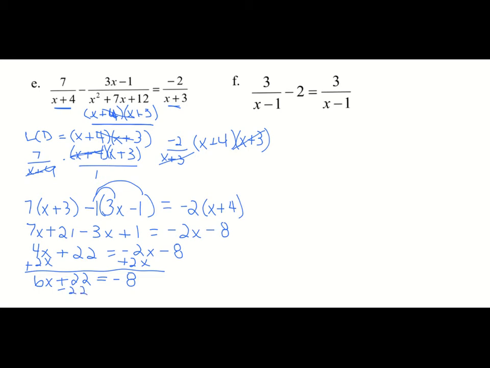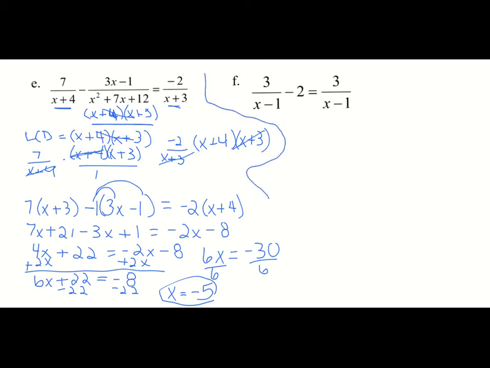Subtract 22 from both sides. So now I have 6x equals negative 30. Divide by 6, and x will be negative 5. And if I check that up at the top, if I plug in negative 5, negative 5 plus 4 will not give me 0, and negative 5 plus 3 won't give me 0. So this is a valid solution.